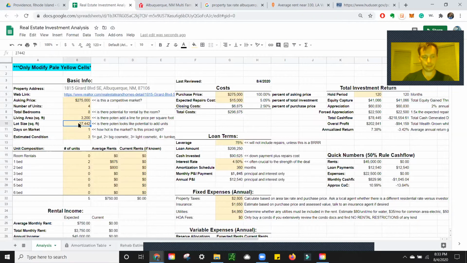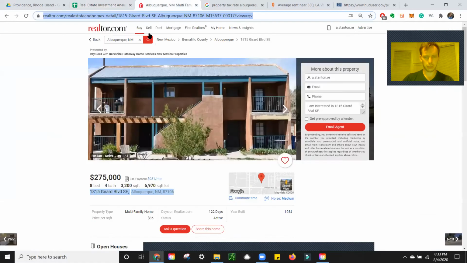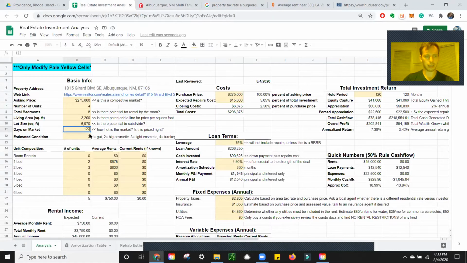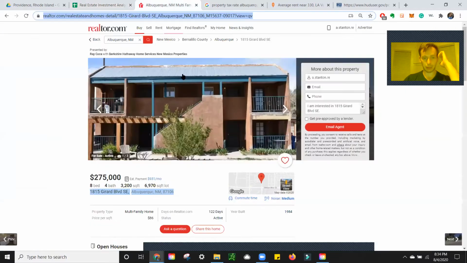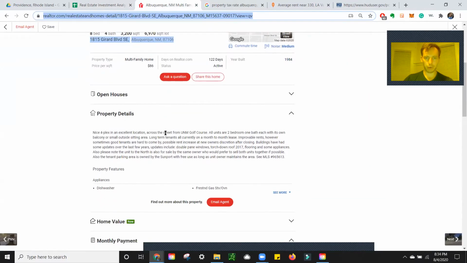Looking at a 6,970 square foot lot. So not a huge one, not a lot of potential to increase there, but you never know. This one has been on the market for 122 days, so I think we can comfortably say that it's overpriced. So we may drive that price down a little bit. We are looking at a 4-plex. All units are 2-bed, 1 bath. They all have a small outdoor area, balcony of some sort. Long-term tenants, all currently month-to-month.